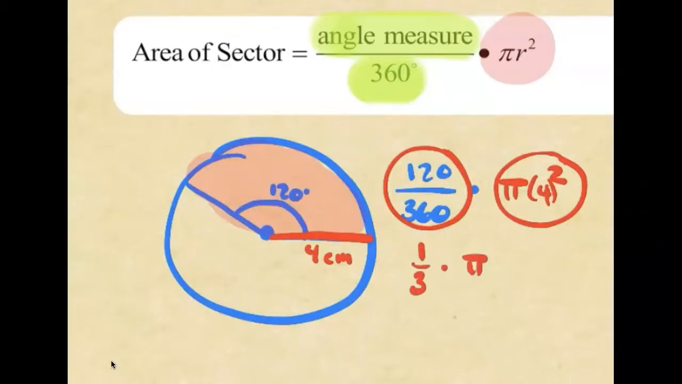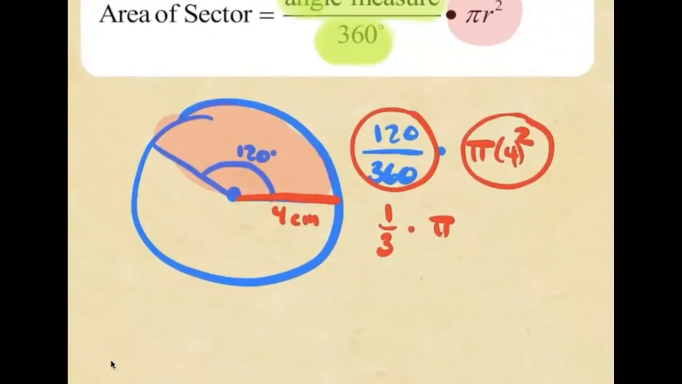Alexa, what's 16 times pi? 16 times pi is 50.2655. And then you would multiply that by 1/3. Alexa, what's 50.2655 times 1/3? 50.2655 times 0.3333 is 16.7552.